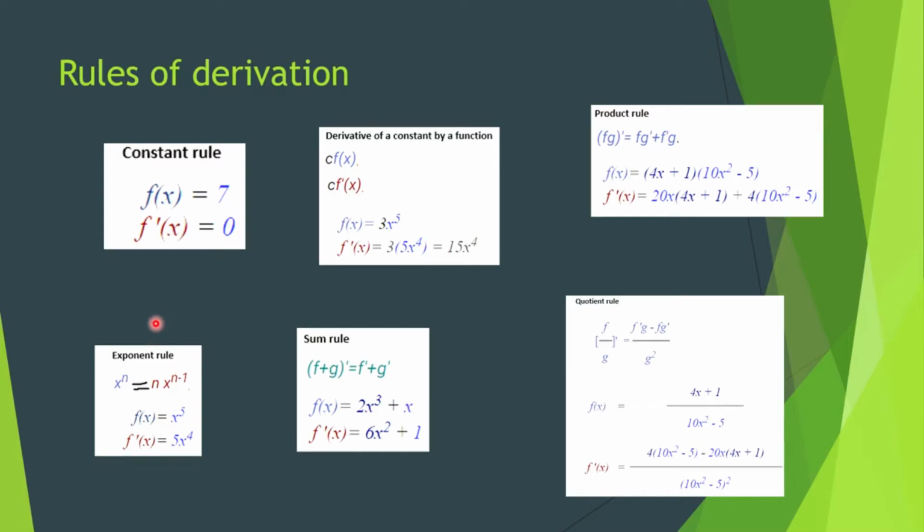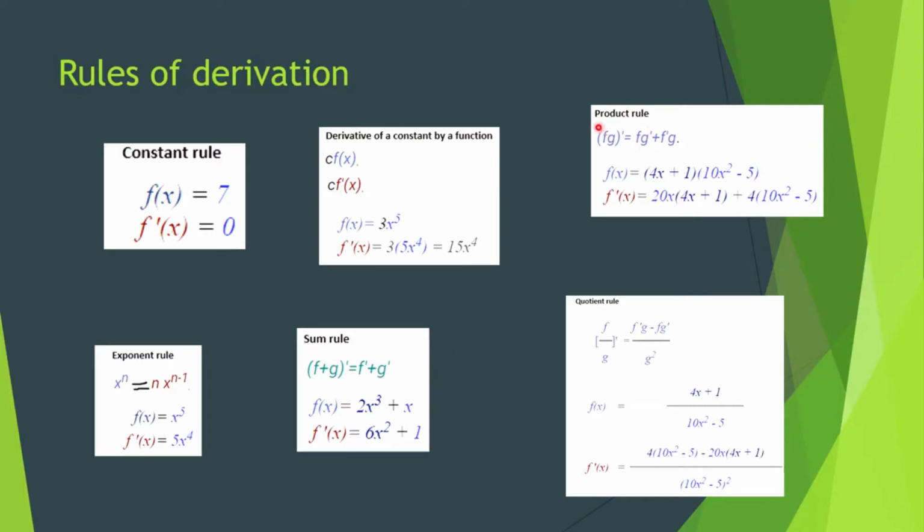We have the exponent rule, where the derivative of a function with an exponent is solved by multiplying the exponent by the function and subtracting 1 unit from the exponent of the variable. We have the derivative of a constant times a function, where we set the constant aside and derive the function. We have the sum rule, where we have two functions f and g, and we derive the function f and sum it to the derived function g.